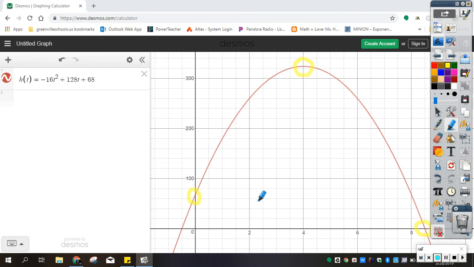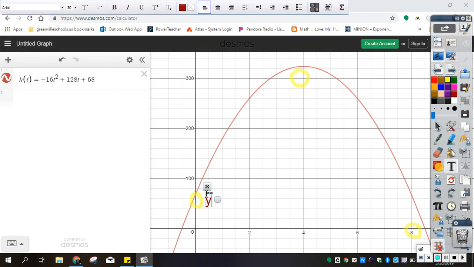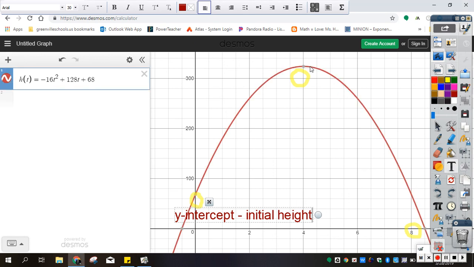So in class, you're not going to be asked, what's the y-intercept, what does it mean? You're just going to be asked, what's the initial height? And you have to know to look at the graph and find the y-intercept. So this is the y-intercept, and that is your initial height. And then you also have to know, well, this up here, this is your maximum. And that maximum is the vertex, and that's your maximum height.